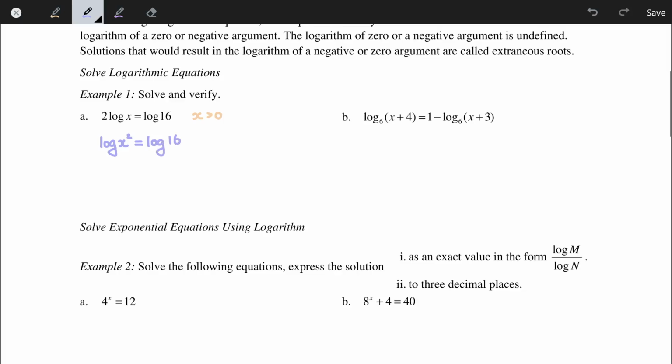From what we saw in the box above, we know that since log x squared is equal to log 16, then x squared must be equal to 16. So x must be equal to positive or negative 4. However, we need to reject negative 4 since it's less than 0. So then we have the final answer, x is equal to 4. And that's it.